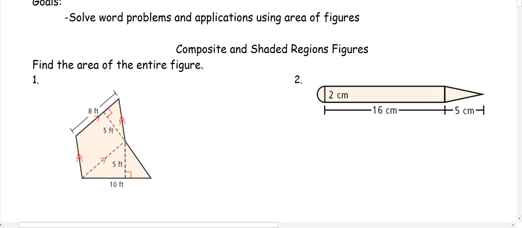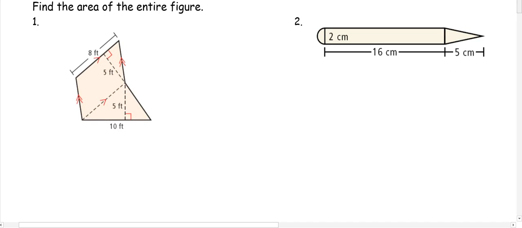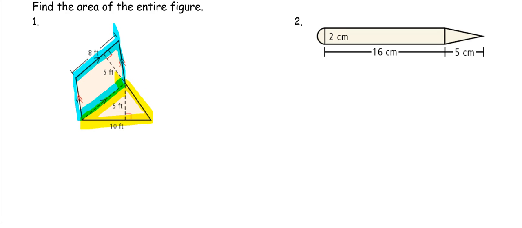This video is about word problems and applications using areas of figures. So we're going to find the area of the entire figure. So number one, we have two different shapes. We have a parallelogram and we have a triangle. So to find the area, we're going to find the area of each shape and add together. So we're going to do the area of the parallelogram plus the area of the triangle.